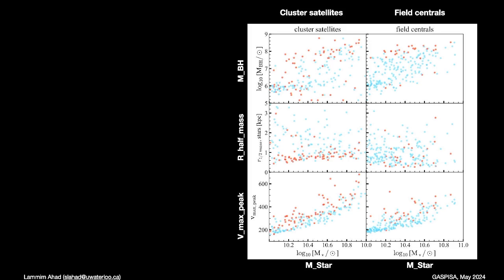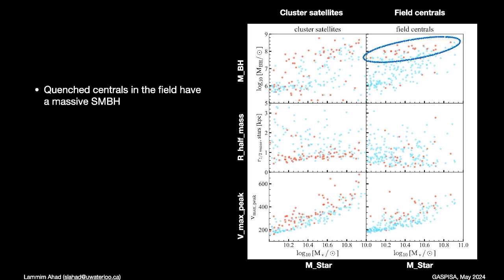So in our attempt to look into this, we looked at different properties, and more specifically here we are looking at cluster satellites with their black hole mass, and in the middle panel we are looking at the half mass radius. On the left side are cluster satellites, on the right side are the field centrals. So what we see here is that for field centrals, most of them, actually about 85% of them, have really a massive, supermassive black hole.